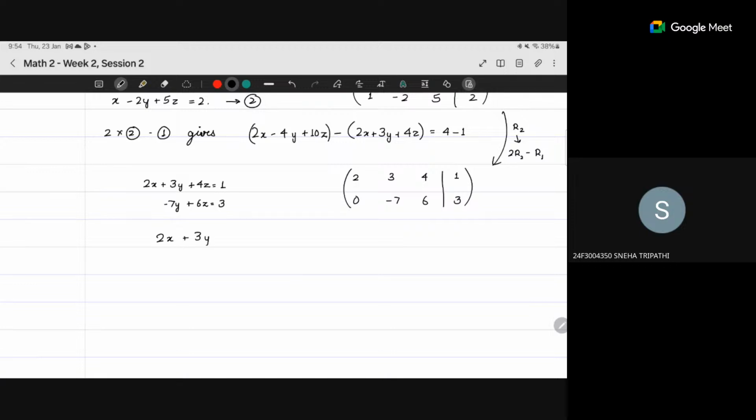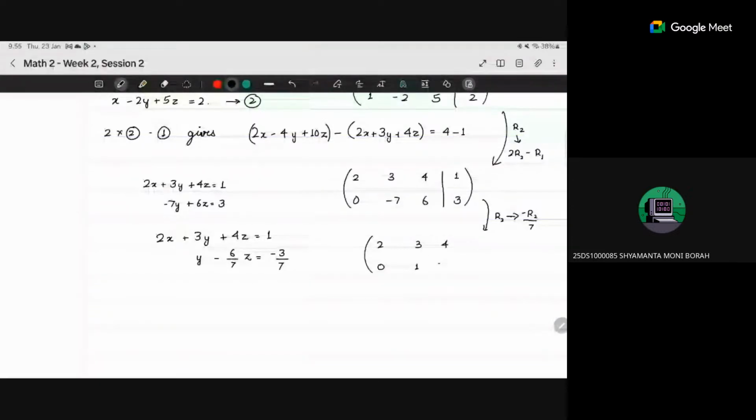So the next step, if I want to express y in terms of z, what will I do? I'll take 2x plus 3y plus 4z is equal to 1, and I'll scale the second equation by minus 1 by 7. So I get y minus 6 by 7 z is equal to minus 3 by 7. That corresponds to R2 becoming minus R2 by 7. We are doing the row operation and the corresponding operation on the augmented part also.